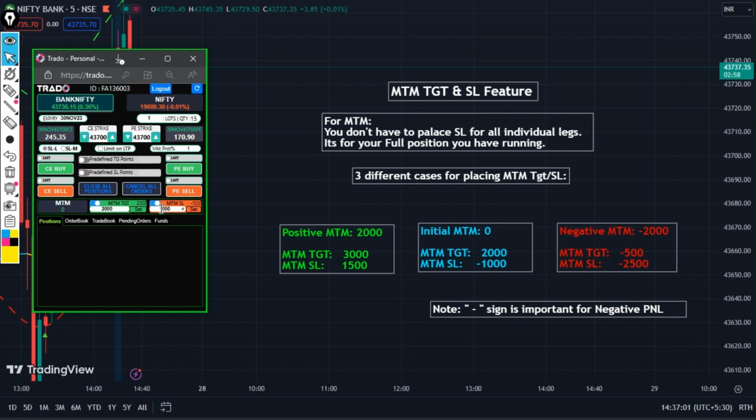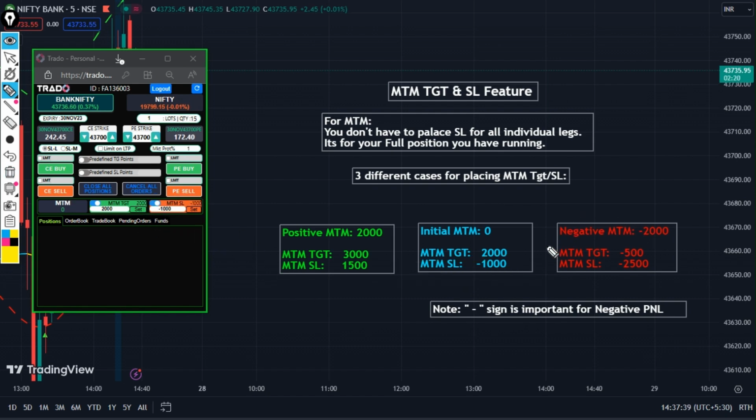If I don't place this negative sign, see what it's saying: enter SL value less than MTM. It means whatever your MTM is, you have to place your SL below MTM. You can't place your SL above MTM, so you have to place a negative sign here. See, I have placed my MTM SL with a negative sign.